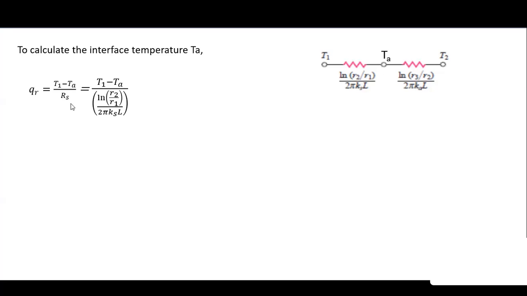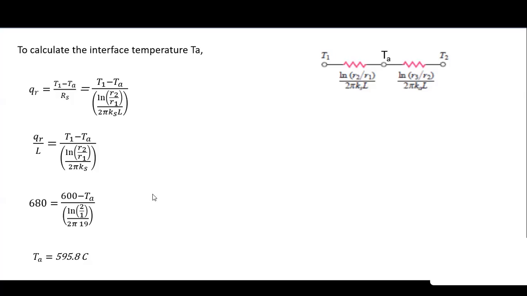So I'm just using the first one, the steel resistance, T1 minus TA, and I'm just putting the values here. QR upon L is already known to me, so I'm just using that, 680, and putting all the values, and the only unknown is TA. TA was calculated and it was found to be 595.8 degree Celsius, which is quite high, because only 4 degrees Celsius drop is there from 600. It has dropped to 595.8 because the thermal conductivity of steel is quite high. It is around 19 watt per meter Kelvin, and the thickness is very small.